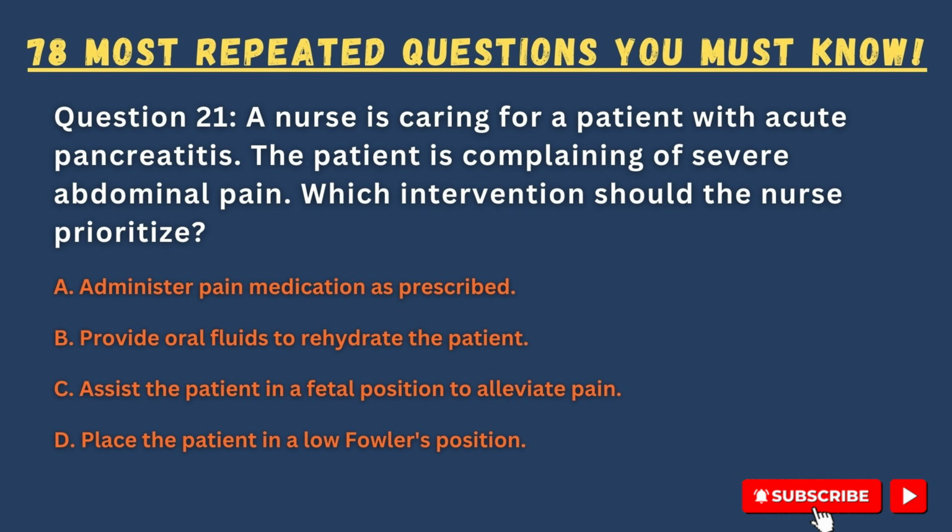Question 21. A nurse is caring for a patient with acute pancreatitis. The patient is complaining of severe abdominal pain. Which intervention should the nurse prioritize? A. Administer pain medication as prescribed. B. Provide oral fluids to rehydrate the patient. C. Assist the patient in a fetal position to alleviate pain. D. Place the patient in a low Fowler's position.